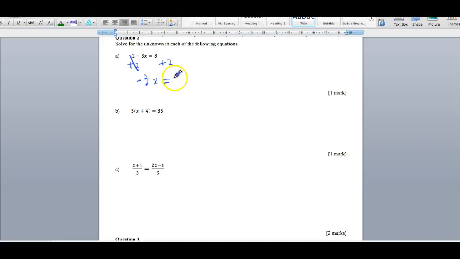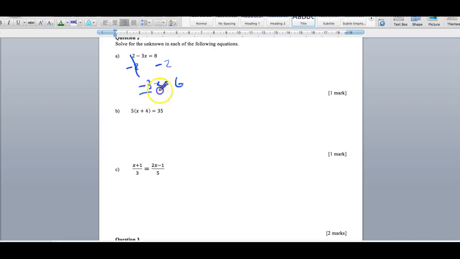and then 8 plus 2, oops. Did you notice the mistake I made? I just did. I should have taken away 2. That's better, 2 minus 2. So negative 3x. I knew that side had to be 6. It's a good thing I've got the answers right next to me.